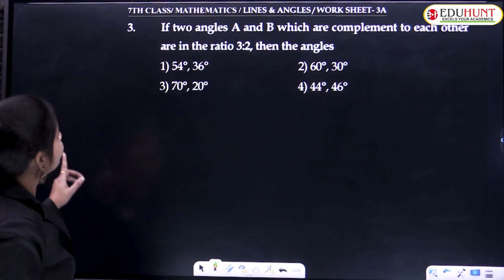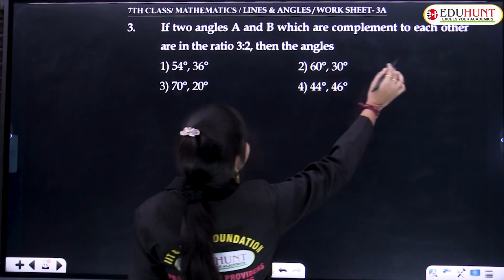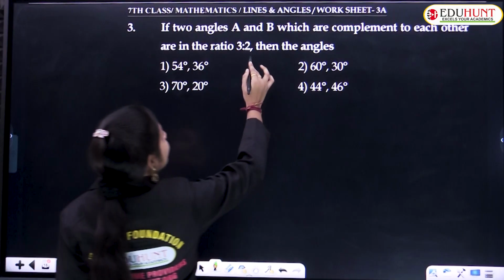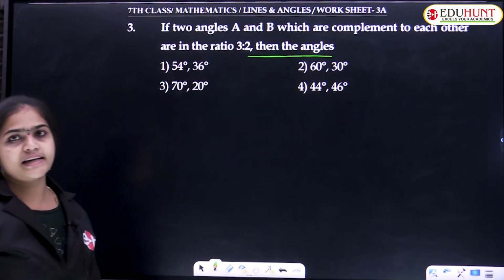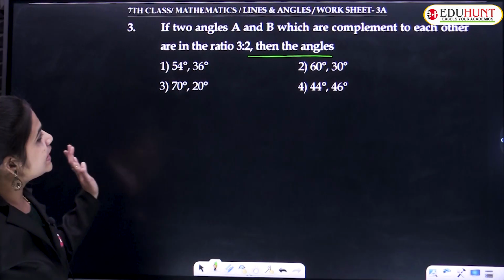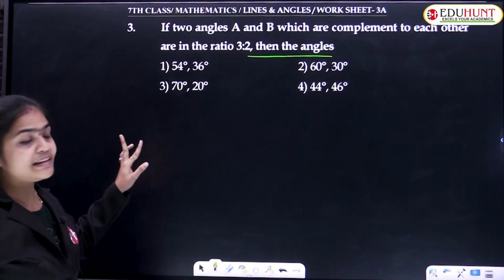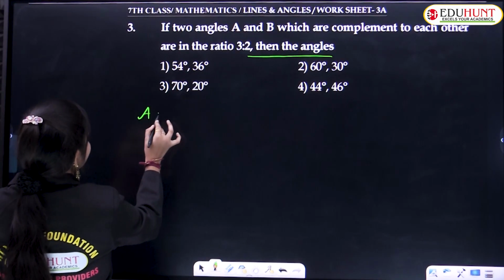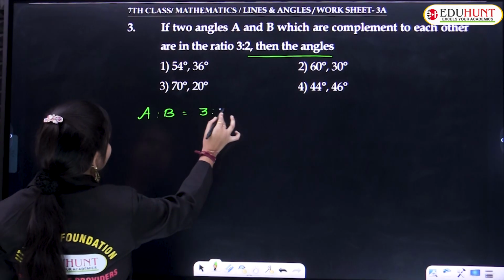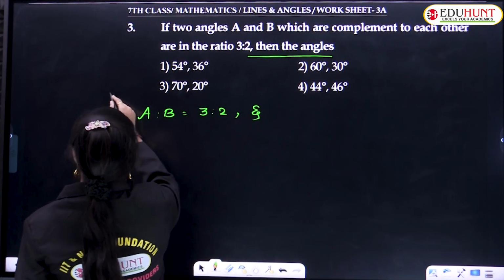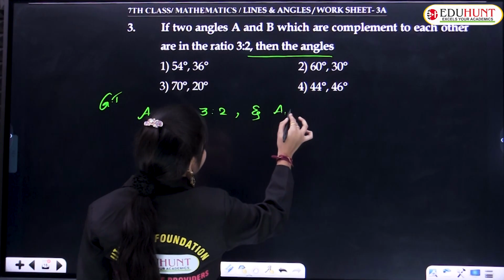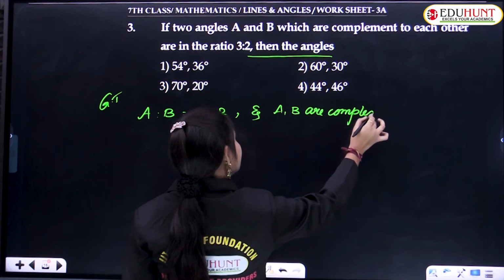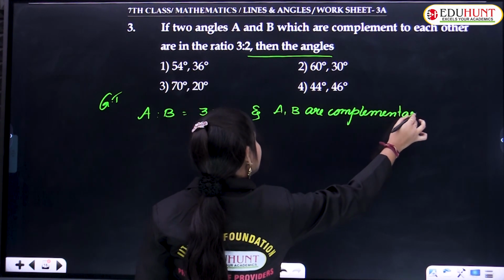Okay, yes. Third one, see that: if two angles A and B which are complementary to each other are in the ratio 3:2, then the angles are. See that. Two angles A and B which are complementary to each other are in the ratio 3:2. They are given that A is to B is equal to 3:2, and A and B are complementary angles.